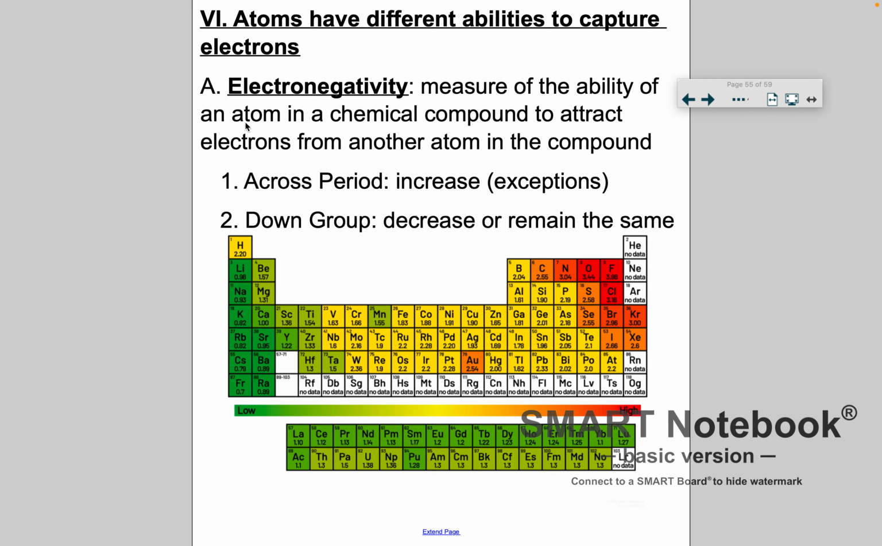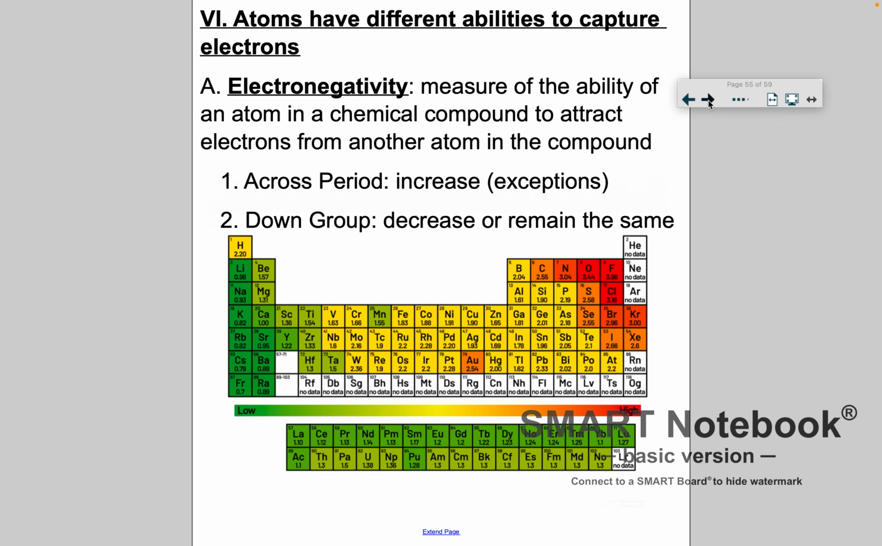So it's the measure of the ability of an atom in a chemical compound to attract electrons from another atom in the compound. So when we move across the period, it increases. And when we go down a group, it decreases or stays the same. So the element that has the highest electronegativity is fluorine, and that value is around 4. So red means high electronegativities, which means they have a higher ability to attract electrons from other atoms in a compound.